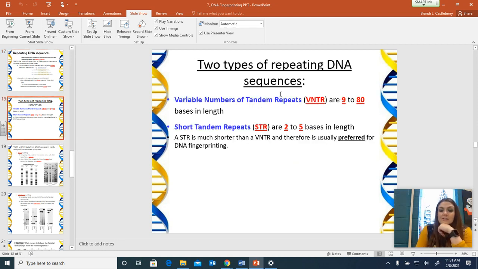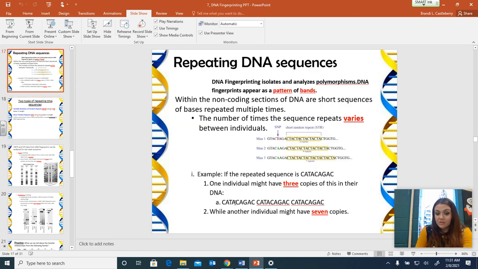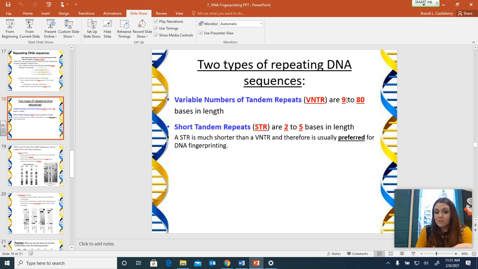The two types of repeating DNA sequences are variable numbers of tandem repeats, or VNTR, and that means they're 9 to 80 bases long. So when I go back to look at this, it's like this is 1, 2, 3, 4, 5, 6, 7, 8, 9. There's only 9 long, so that would actually be this one. That'd be VNTR. So the shortest it can be is 9 long up to 80. That's a long code to look for.